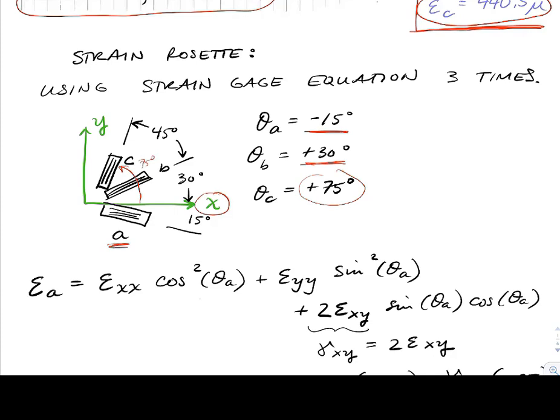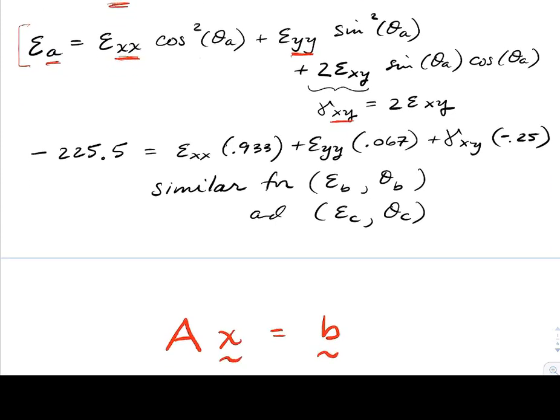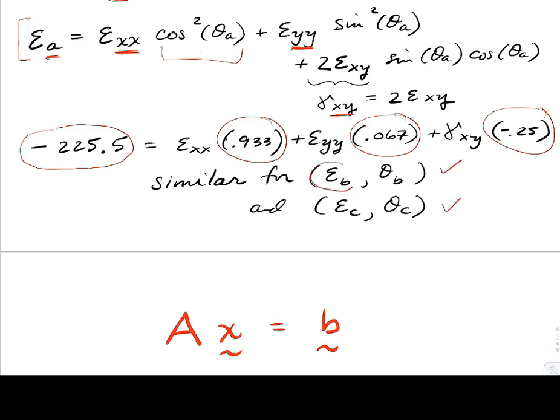So all we're going to do is use the strain gauge equation 3 times. And here's our strain gauge equation right off the equation sheet. So I've just used A here. I'm going to relate it back to x, y coordinates. And so I just need to plug this in 3 times. So there would be epsilon in gauge A. And I'm going to use cosine squared of minus 15, sine squared, and then there's the cross sine and cosine. So it's going to do that for 3 combinations for epsilon b and theta b, epsilon c and theta c. So you'll want to make sure you can do that.